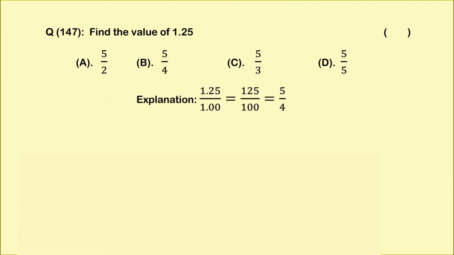Question number 147. Find the value of 1.25. You can see in the explanation 1.25 divided by 1.00. We have taken 2 zeros after 1 point because in the numerator there are 2 places in the decimal. So it is 1.25 by 1.00. By removing the point, we will get 125 by 100. Dividing by 25, we will get 5 by 4. So the right answer is B, 5 by 4.